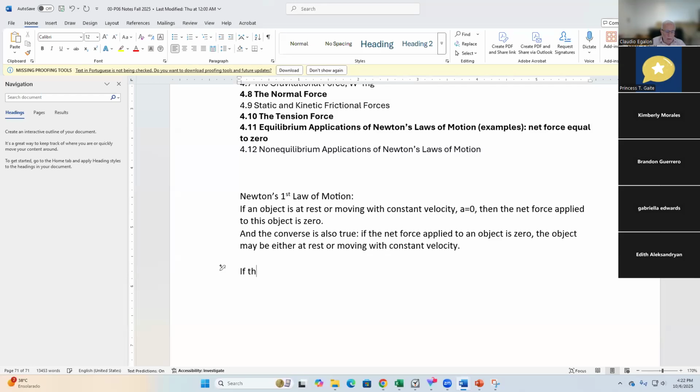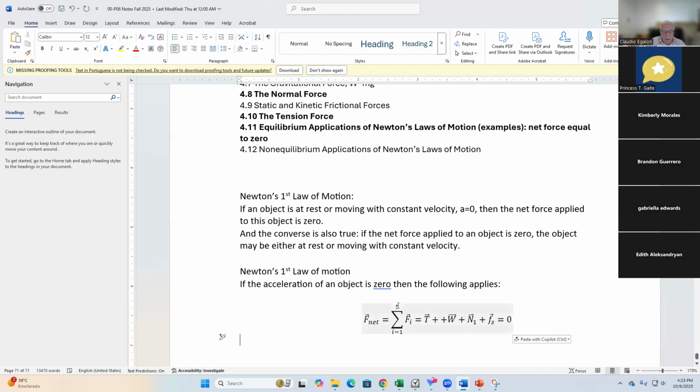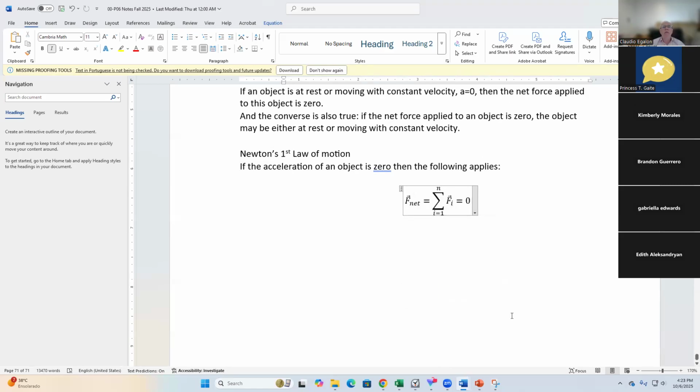Another way of writing down Newton's first law of motion: if the acceleration of an object is 0, then the following applies. Net force is equal to 0. And acceleration equal to 0 means either the object is at rest or moving with constant velocity, right?